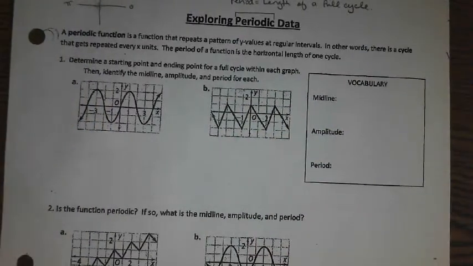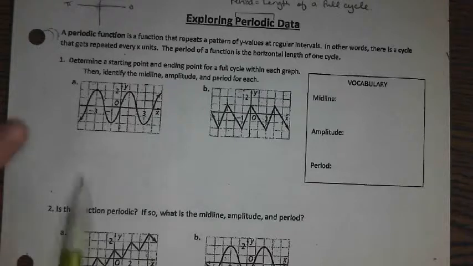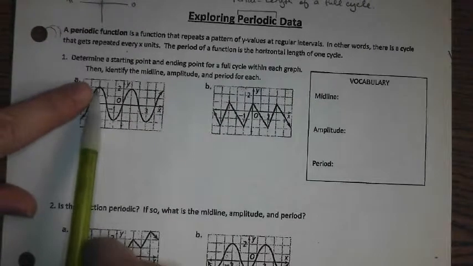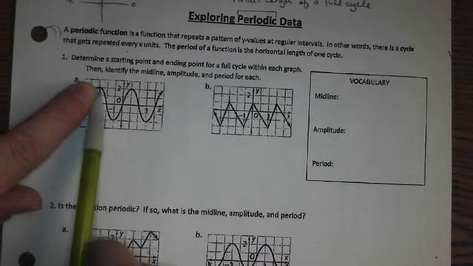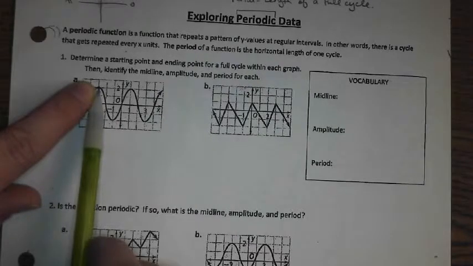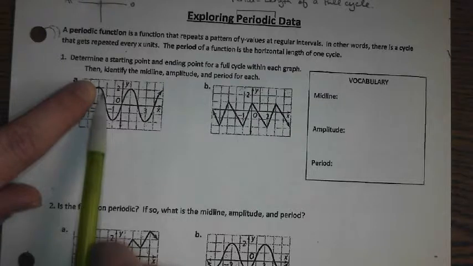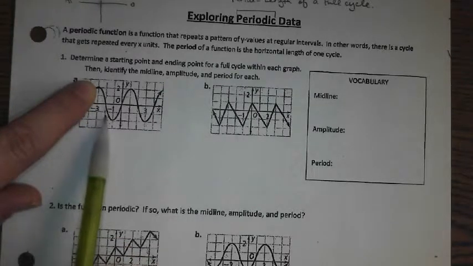So in this first one, if we were trying to identify the period first, we have to decide where a cycle starts and where a cycle ends. And that can be different for everybody. So let's pretend I'm Jason and he thinks his cycle starts right here at -3. Everyone see that? If I trace along this curve, Jason, tell me where your cycle ends and then begins repeating itself.